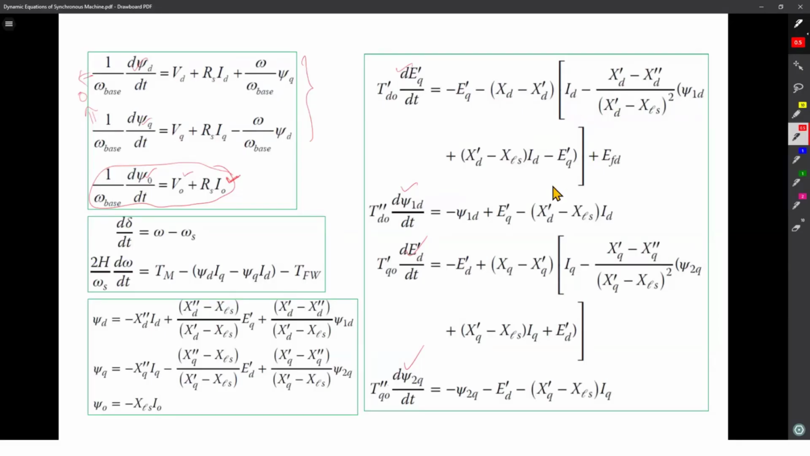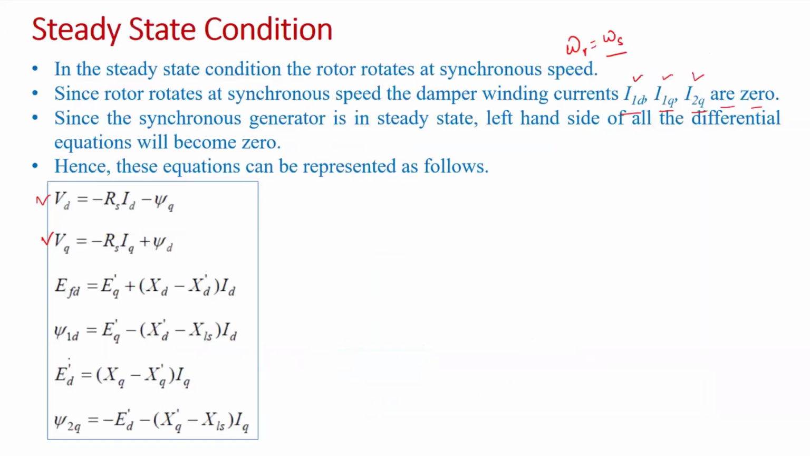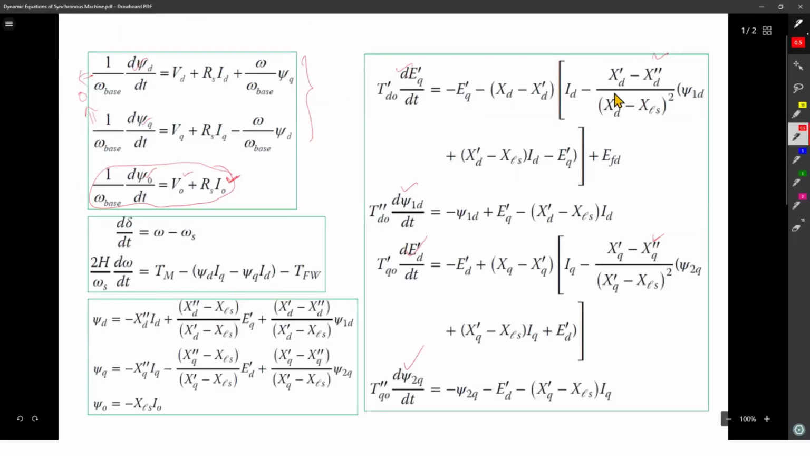In this equation, all the left hand side terms are zero. Substituting zero and equating, these components, the subtransient components, will be zero. Just neglecting these, we'll find that EFD will be equal to EQ dash plus XD minus XD dash ID. You will see this equation.